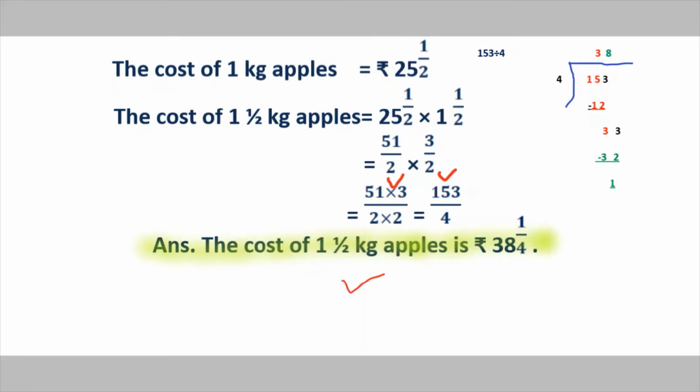Now you see, you have to divide 153 by 4. It is an improper fraction. So you will convert it into a mixed number. Finally, you calculated 38 1 by 4. So the cost of 1.5 kg apples is rupees 38 1 by 4.